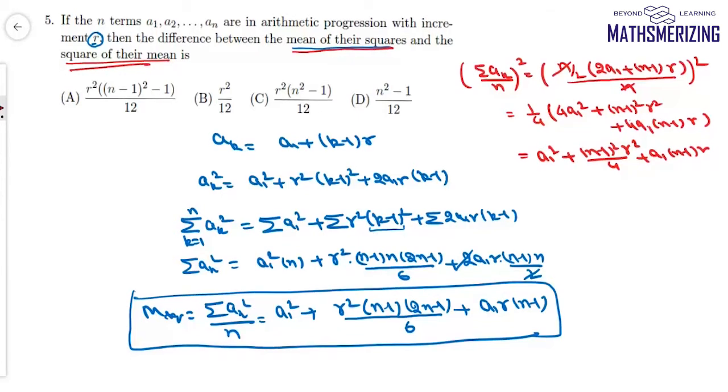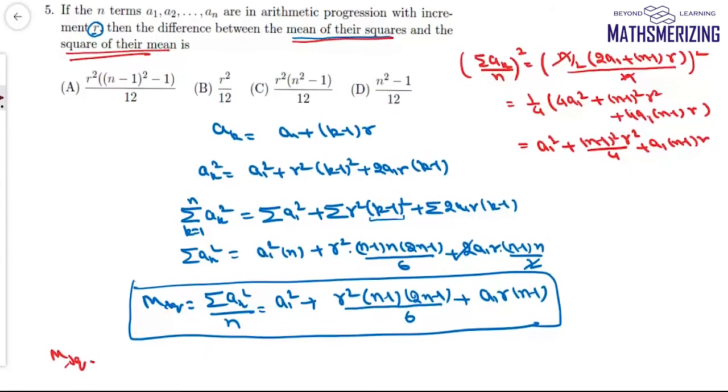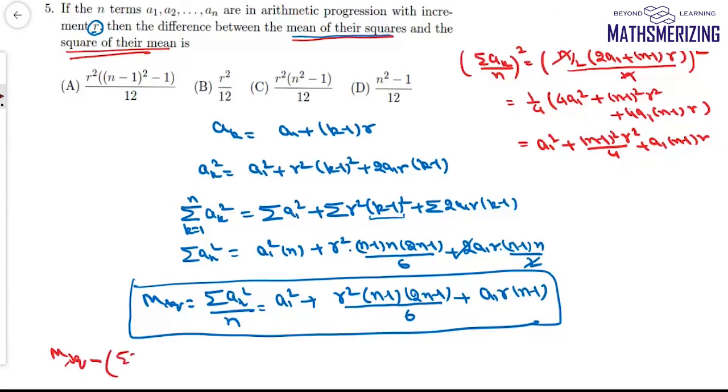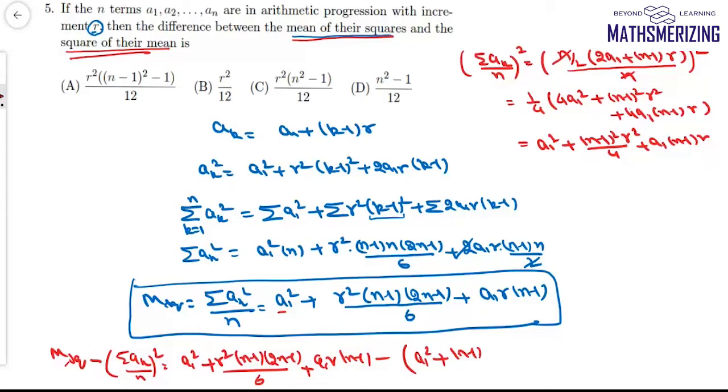So this difference will be MSQ minus the square of their means. So here this is A1 square plus R square (N minus 1)(2N minus 1) by 6 plus A1 R (N minus 1), and then minus A1 square plus (N minus 1) square R square by 4 and plus A1 (N minus 1) into R. Now in this case, this A1 square will cancel and A1 R (N minus 1) will also cancel.